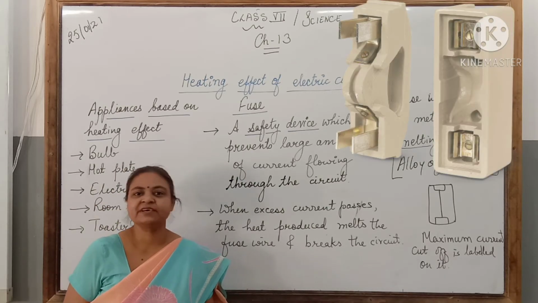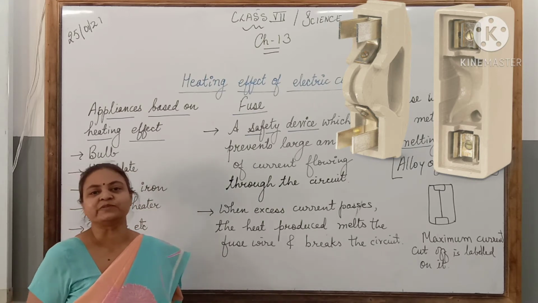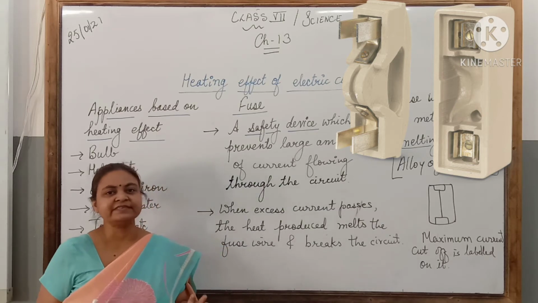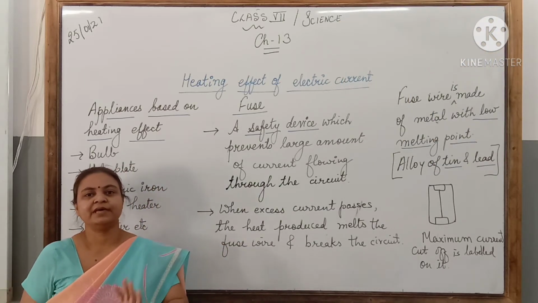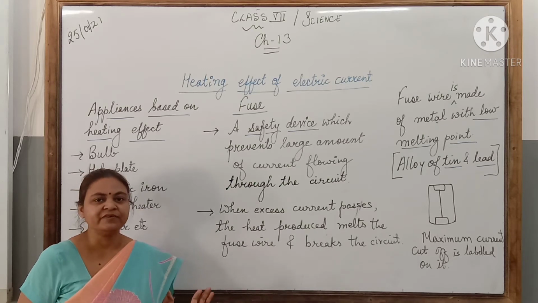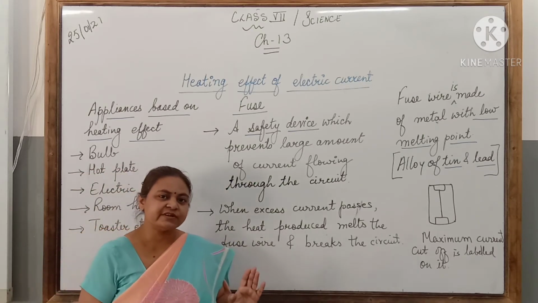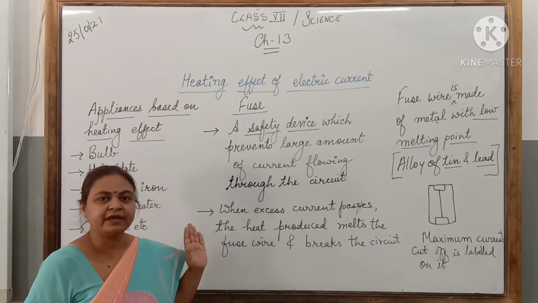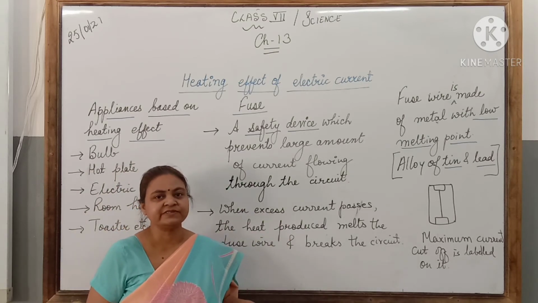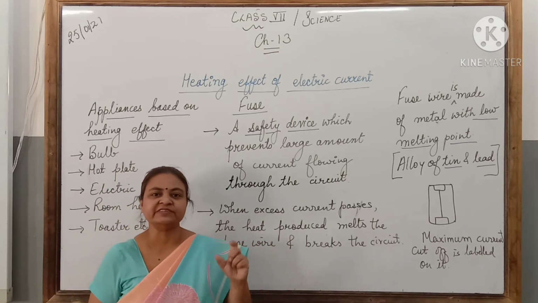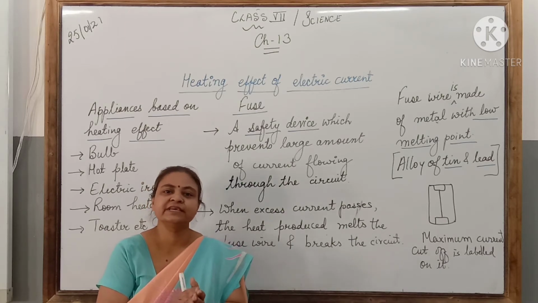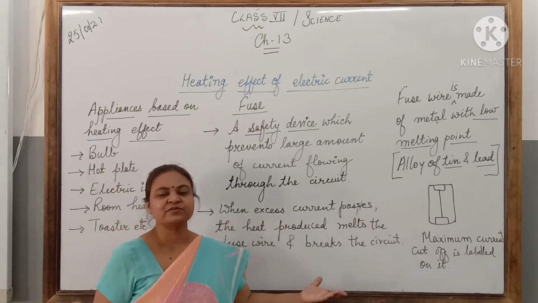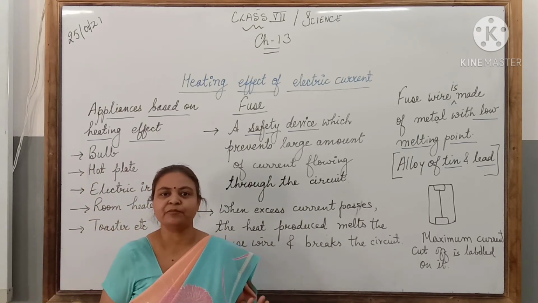For that purpose, we have a device called fuse. This fuse is a safety device. It does not allow excess current to pass through the appliances. How does it work? It also works on the same principle, that is heating effect of electric current. When excess amount of current passes through, the fuse wire melts, and as the fuse wire melts, it breaks and the circuit is also broken. The current does not pass through the appliance and they are saved from damage.